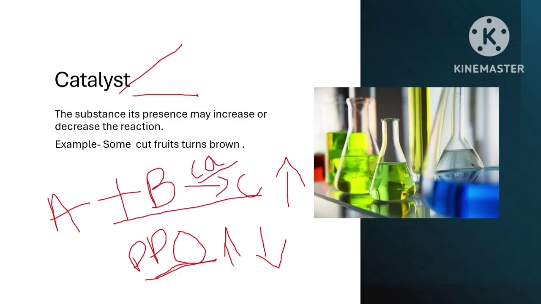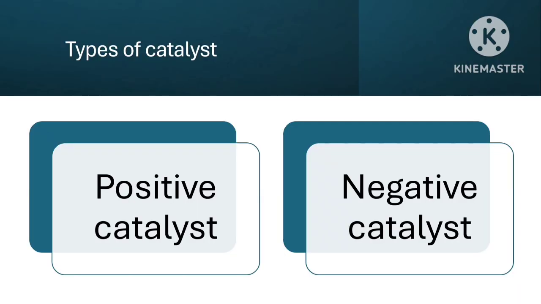Clear? Okay. Next, types of catalyst. There are two types of catalyst. One is positive catalyst, another one is negative catalyst. What is the meaning of positive catalyst? It means in the presence of this catalyst, the reaction is going to increase. Understood?